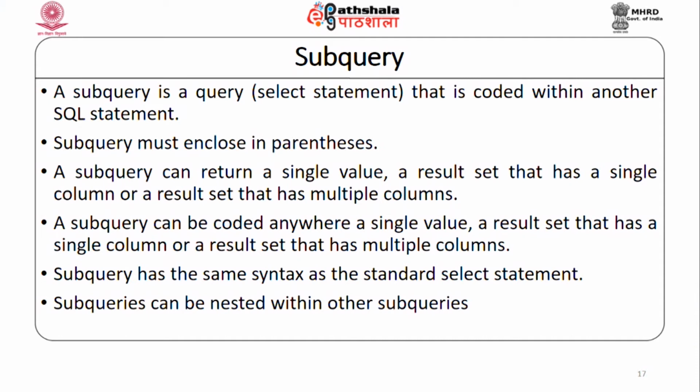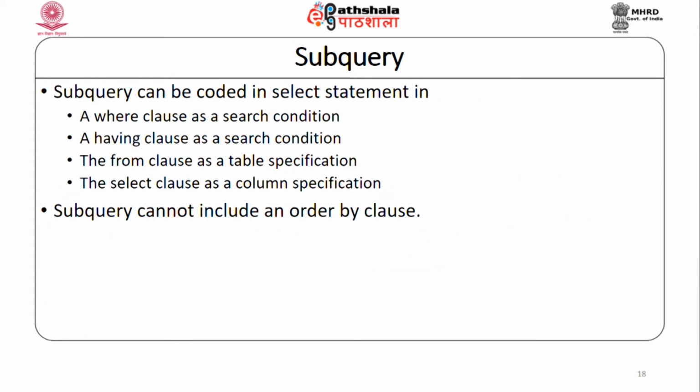A subquery can be coded anywhere as a single value, a result set that has a single column, or a result set that has multiple columns. A subquery has the same syntax as a standard select statement, and subqueries can be nested with other queries. You can put a subquery in a where clause as a search condition, in a having clause as a search condition, in the from clause as a table, and in the select clause as a column specification. A subquery cannot include an order by clause, because it is a subquery.